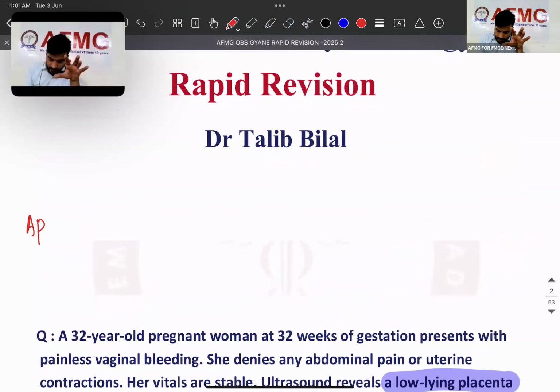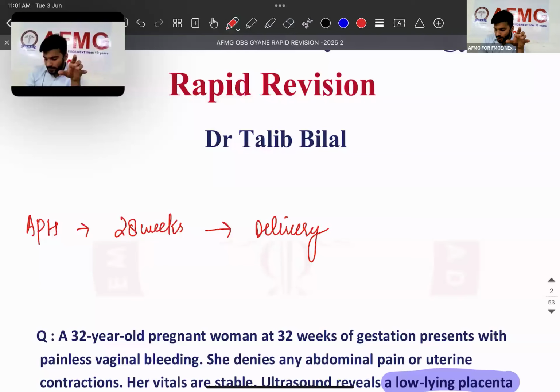The hemorrhage which takes place before the delivery, but after 28 weeks. So the examiner can ask the definition. Antepartum hemorrhage is defined as bleeding from how many weeks onwards? From 28 weeks onwards till the delivery. That is antepartum hemorrhage.